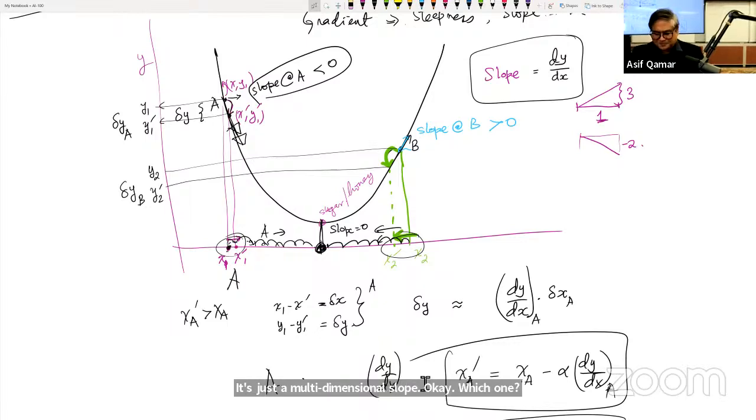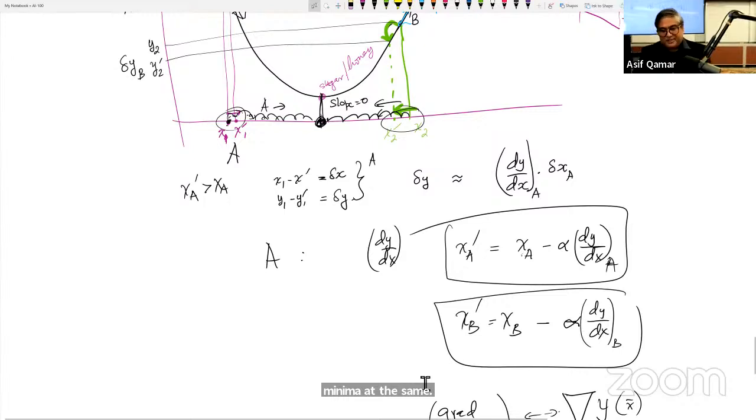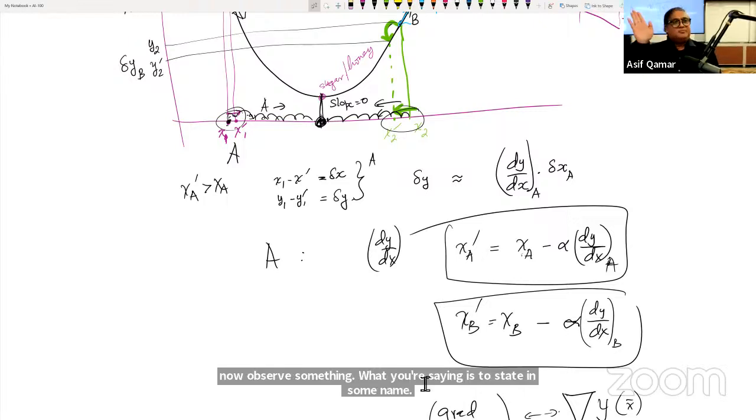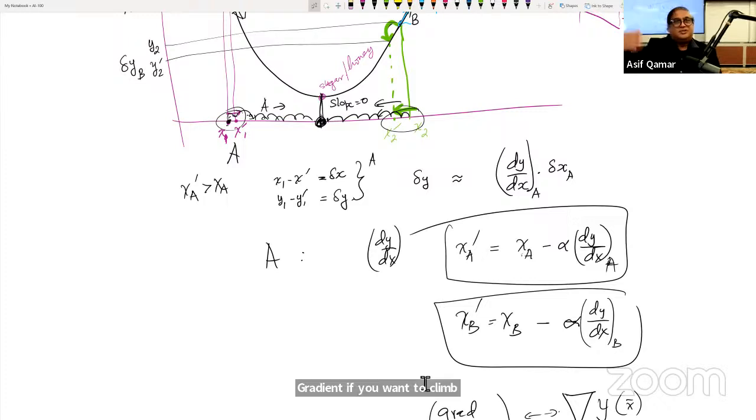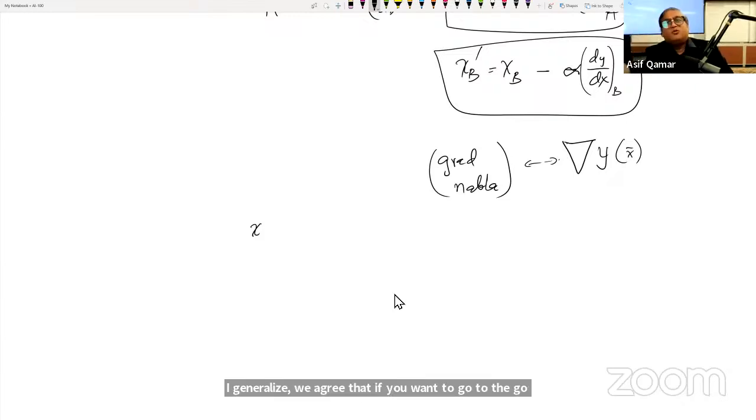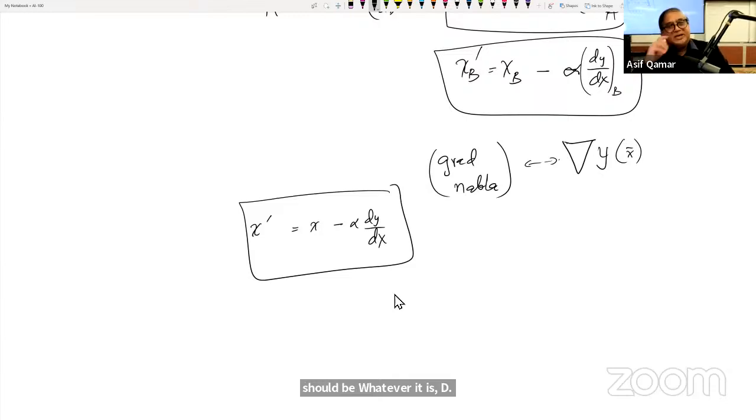Right. So now observe something. I'll make two statements. Gradient, if you want to climb, increase your value most. When we generalize it to higher dimensions, the gradient points to the steepest direction. I'll illustrate this with an example. Actually, why don't I generalize for 2 minutes? But before I generalize, we agree that if you want to go home, irrespective of what point you are in, your next step should be whatever it is times dy/dx. In other words, to go home to the minima, you need to do steepest descent.